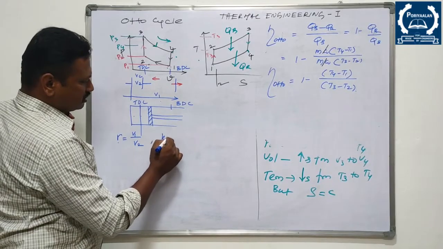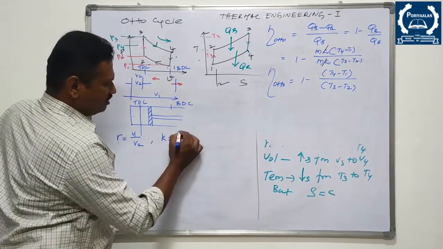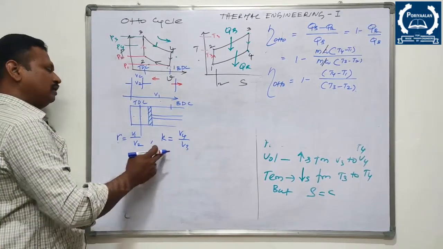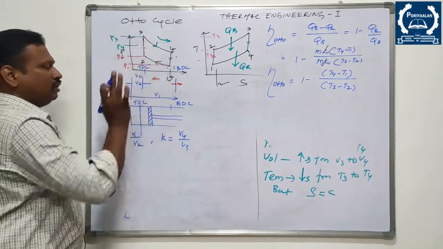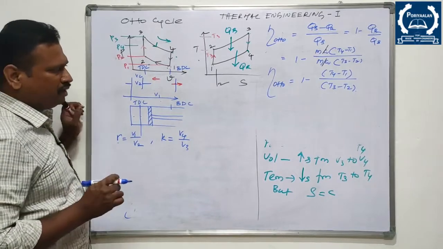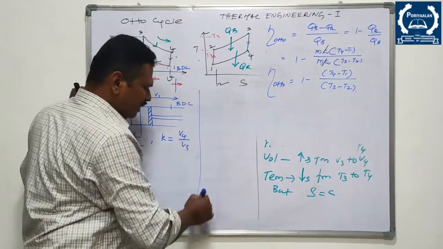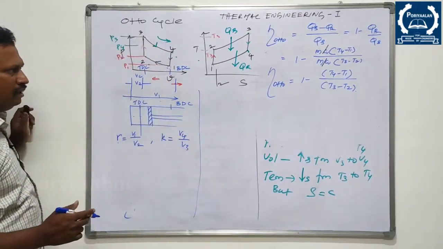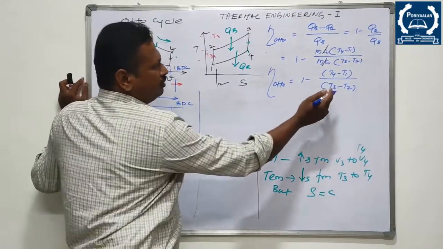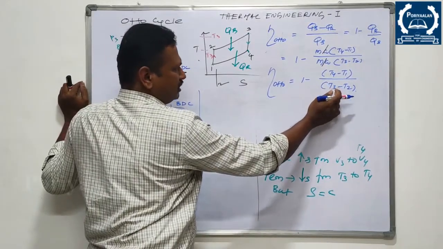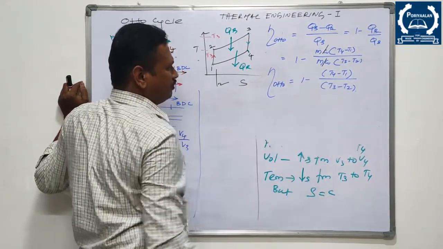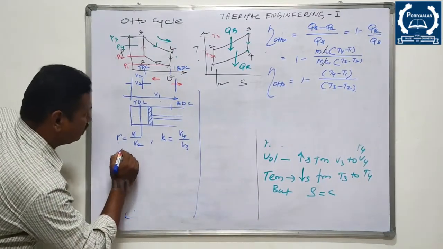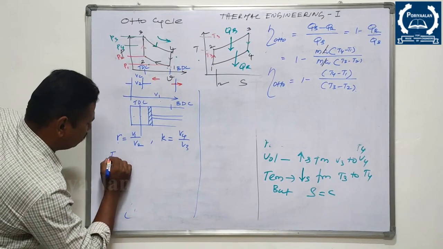Likewise, K is the expansion ratio, that is V4 by V3, right? Both these ratios are equal in the Otto cycle. So what I am going to do now is replace all these temperatures with the compression ratio. I'll write T2 in terms of T1 and compression ratio, and T3 in terms of T4 and compression ratio.